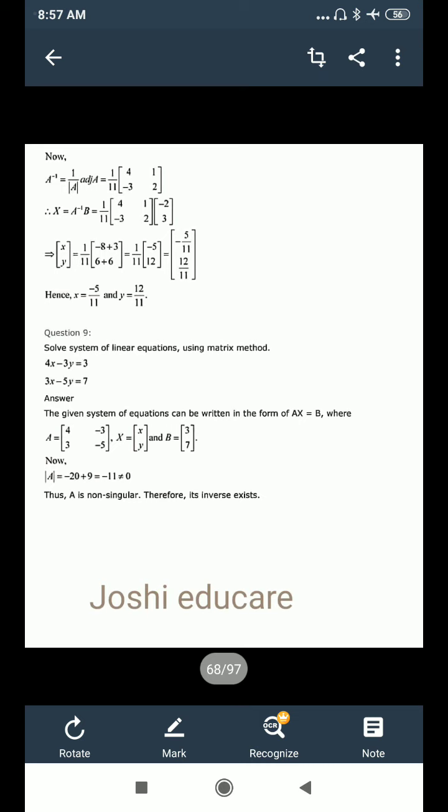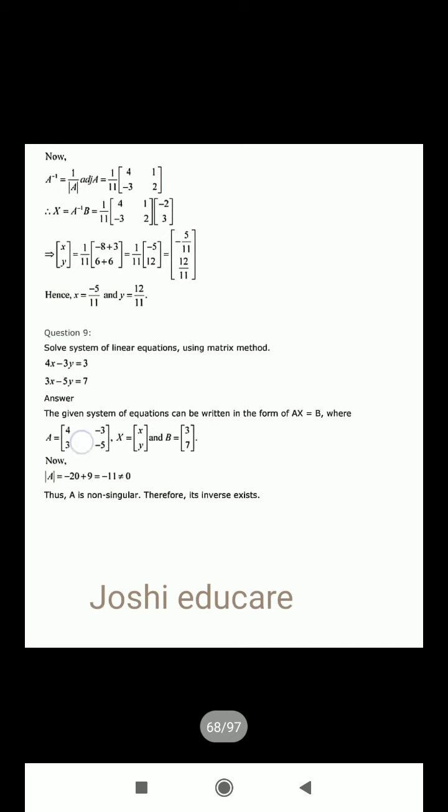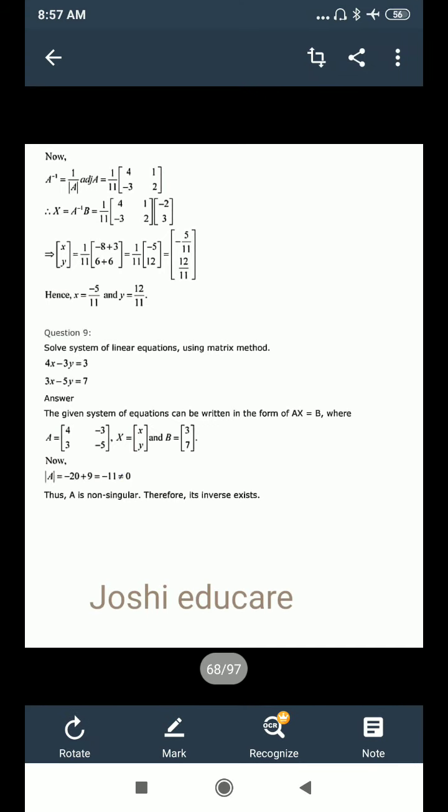So question number 8 I am not going to explain because it is the same. Question number 9 also is the same. It is a 2 into 2 matrix. Solve the system of linear equations. The same method, you get A, X and B. Find the value of determinant of A. It is not equal to 0. It means the matrix is non-singular, means inverse exists, so we can find the solution.